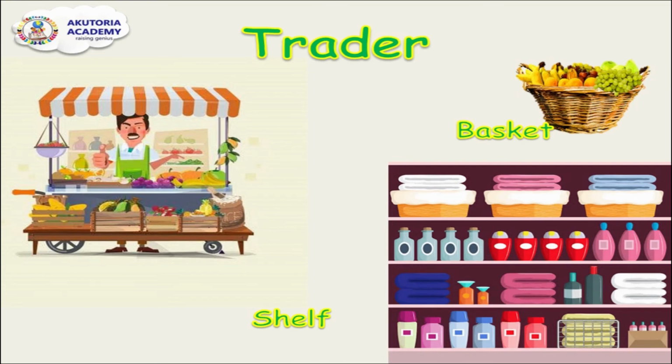If you look at the trader's picture on the screen, you will find out that he has some shelves behind him. How many shelves can you see? And can you point to the shelf in the trader's picture? Good job. So the trader uses baskets and he also uses shelves.